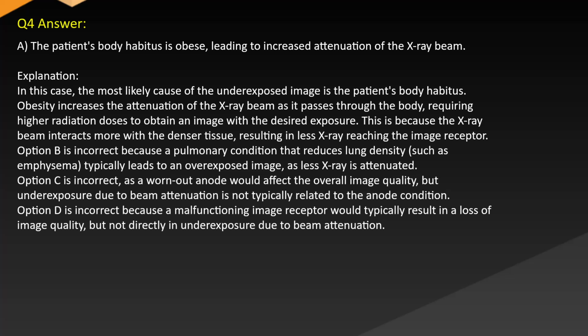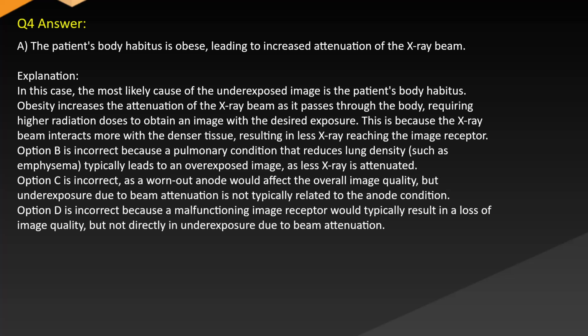Answer A. The patient's body habitus is obese, leading to increased attenuation of the X-ray beam. Explanation. In this case, the most likely cause of the underexposed image is the patient's body habitus. Obesity increases the attenuation of the X-ray beam as it passes through the body, requiring higher radiation doses to obtain an image with the desired exposure. This is because the X-ray beam interacts more with the dense tissue, resulting in less reaching the image receptor.